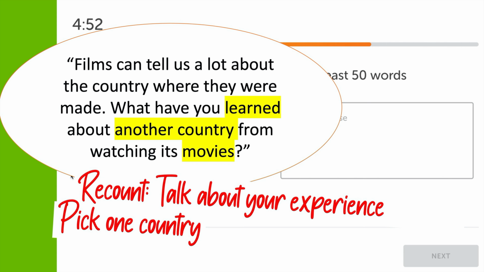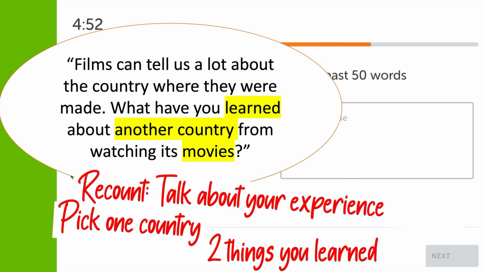So you're talking about your experience. To answer this question, you would pick one country and again, at least 2 things you have learned from its movies and provide examples of those things you've learned. So that was tip number 1. It is really important that you're able to quickly identify what type of writing you're being asked to do. Are you being asked to make an argument, describe something, or recount, which is to talk about your experience?